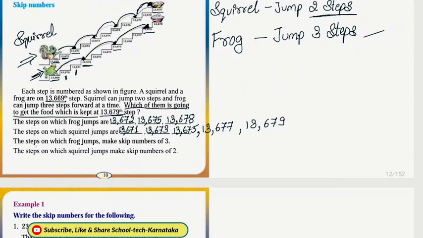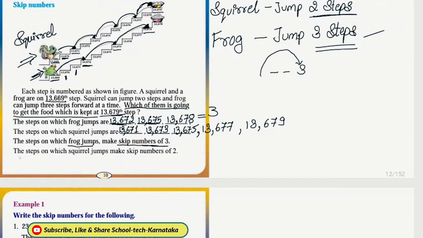Now, the steps on which the frog jumps make skip numbers of 3. We know the frog jumps 3 steps. So, it skips 2 steps and jumps directly to the third step. So, from here it goes directly to here. So, this is the skip number of 3. And if you have a look at the steps at which the frog was and find the difference between those, you will find that the difference between these is 3.